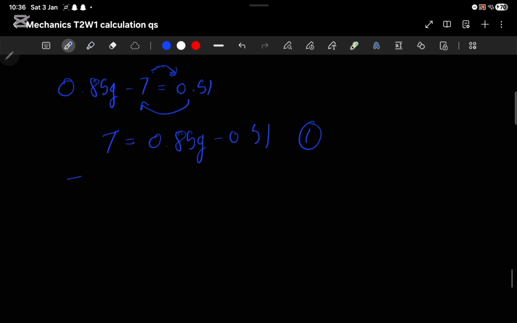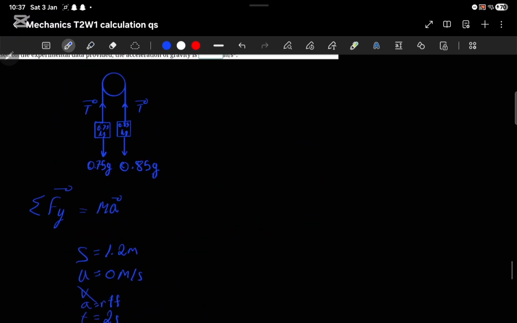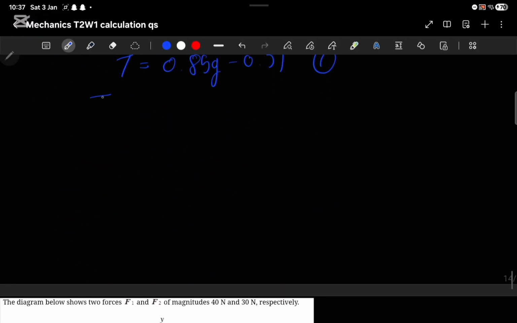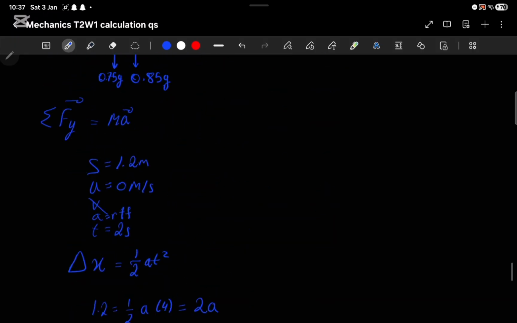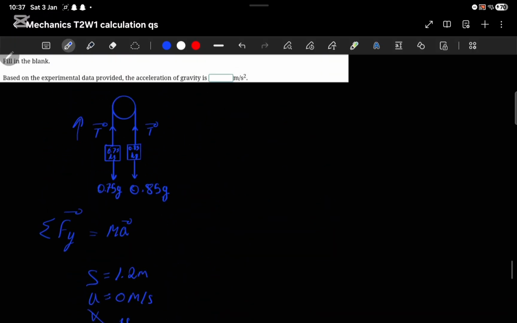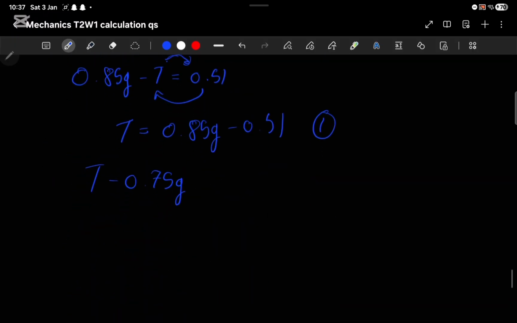I'm going to use simultaneous equations. So for the second one, the second block, this block goes up, right? So tension is greater than the weight. So you can say tension is the positive direction. T minus 0.75 G, because you don't know if it's greater than the weight necessarily. It doesn't have to be. All you know is tension is in the positive direction, so you take it this way. T minus 0.75 G is equal to 0.75 times 0.6. 0.75 times 0.6 is 0.45.